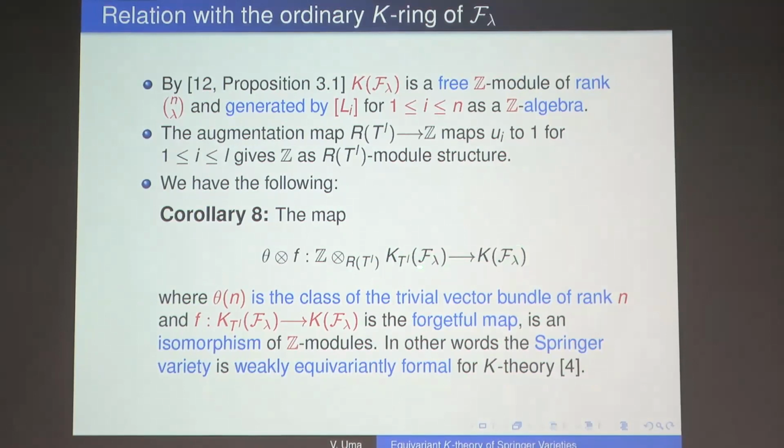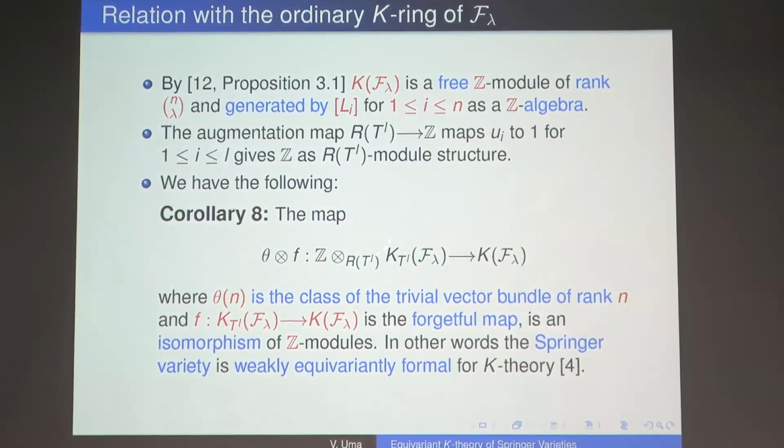So what is this map? This is just forgetting the T_L structure. You take a vector bundle, you forget the T_L structure. And from Z to this, we can just give the trivial bundle, the map. And then this is the class of the trivial vector bundle of rank n. So now we define a map from this tensor product to this. And we can show that this is an isomorphism precisely because it has a cell decomposition with n choose lambda cells. This is a free Z-module of rank n choose lambda, and this is a free R(T_L)-module of rank n choose lambda.